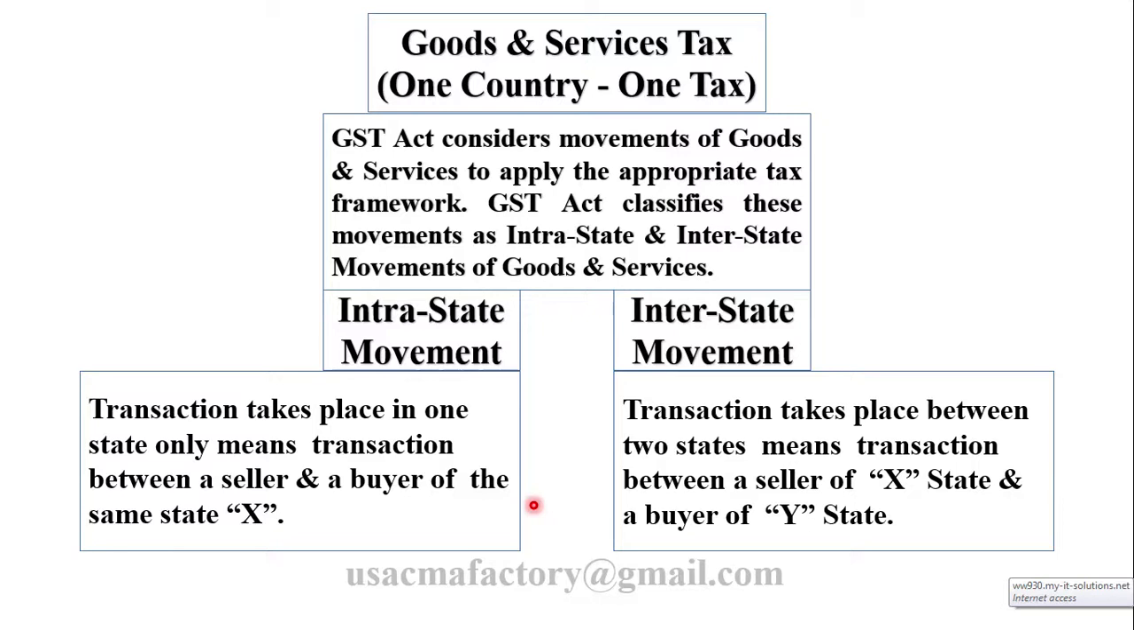The GST Act considers movements of goods and services to apply the appropriate tax framework. The GST Act classifies these movements as intrastate and interstate movements of goods and services. Intrastate movement: the transaction takes place in one state only, meaning a transaction between a seller and a buyer of the same state X. Interstate movement: the transaction takes place between two states, meaning a transaction between a seller of state X and a buyer of state Y.